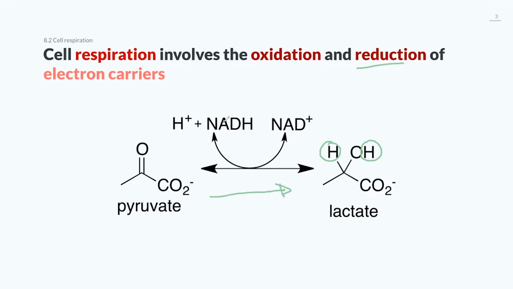Now look at this guy, NADH. NADH now has a positive charge. It had charge 0, now it has positive charge. And the hydrogens are lost. This is oxidation of NADH and reduction of pyruvate. The reactions are always coupled.